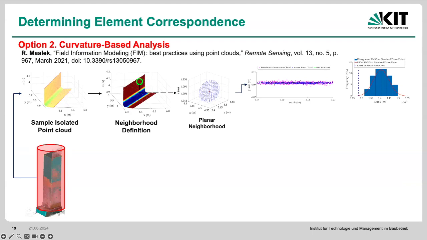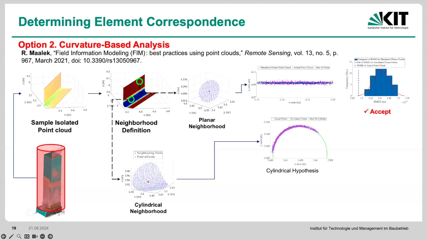Based on the distribution of these points and the distribution of the RMSE, we can then figure out where the distribution of the real RMSE is versus the distribution of what we would expect if these points actually followed the measurement errors that we have accounted for within our error ellipsoid.